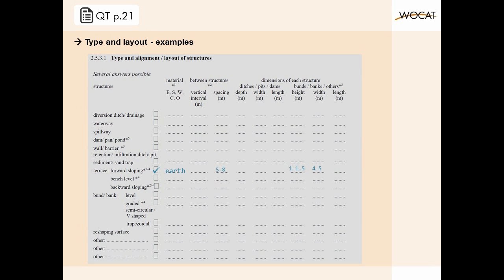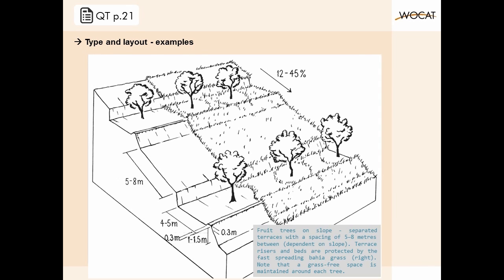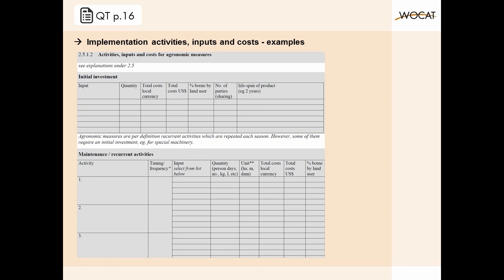For example, specifying the alignment and layout of structural measures and of vegetative measures in the tables should help to sketch the technical drawing which shows technical specifications, dimensions, and spacing. For implementation activities, inputs, and costs, a distinction is made between initial establishment and maintenance or annually recurrent activities. All conservation-related activities, inputs, and costs that are additional to ordinary field operations have to be indicated.